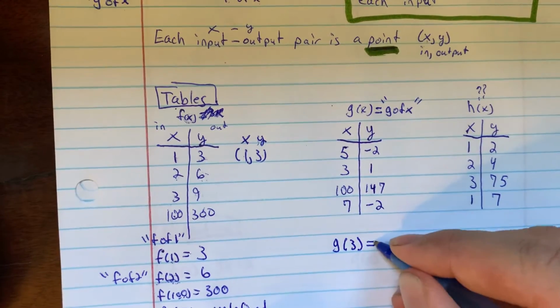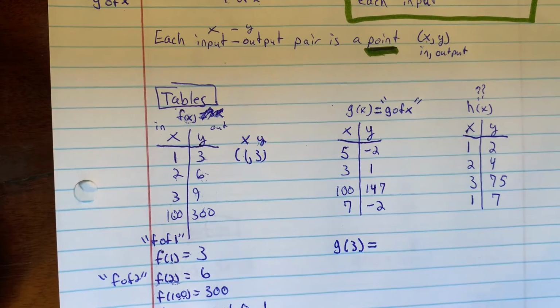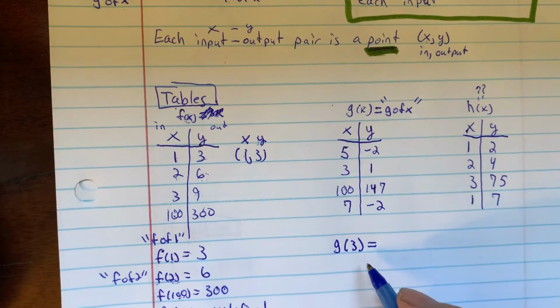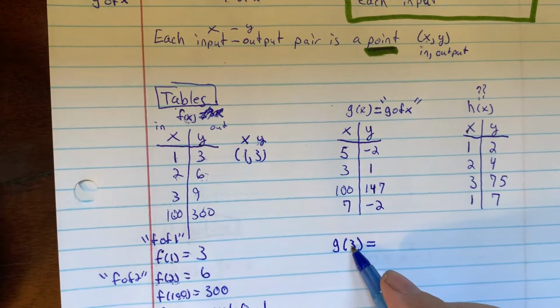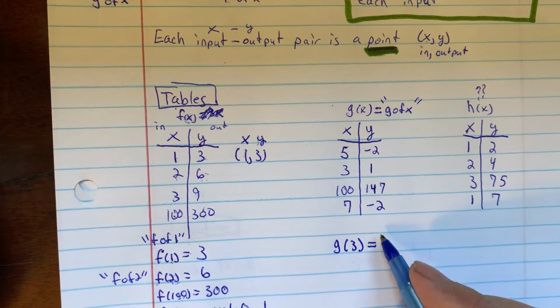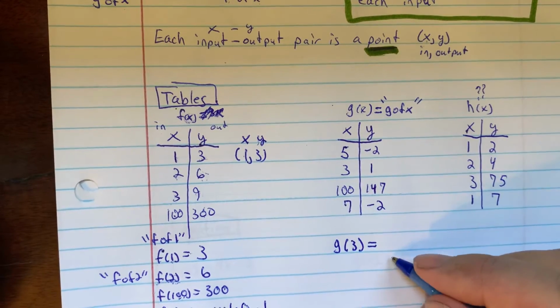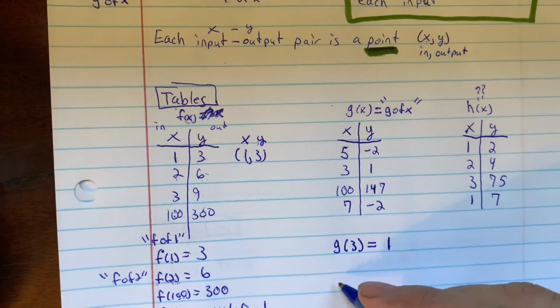And g of 3 is asking the question. I want you guys to say, what question is this asking you? And g of 3 is, of course, asking when the input is 3, what is the output? What is g of 3 equal to? And the answer is 1. Go ahead and answer a few more on your own.